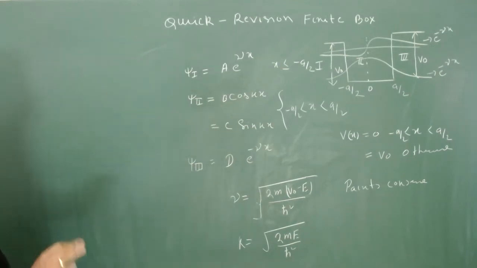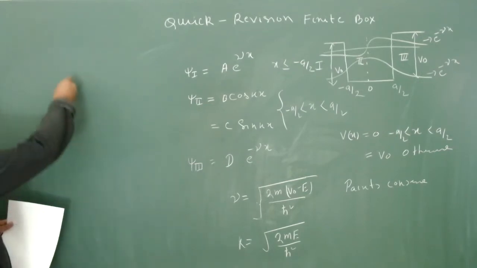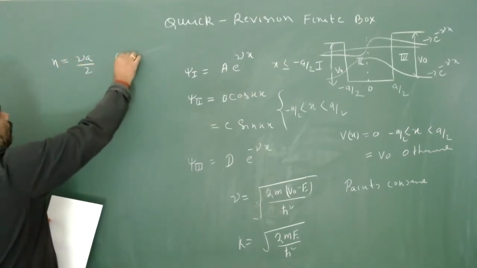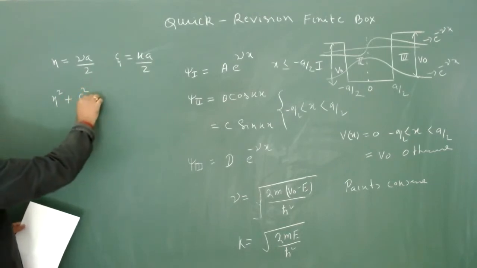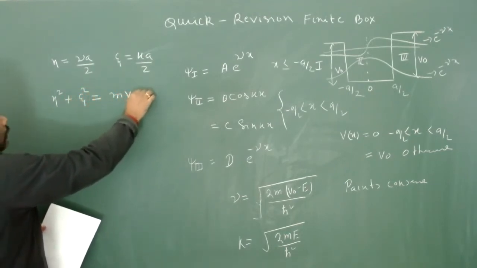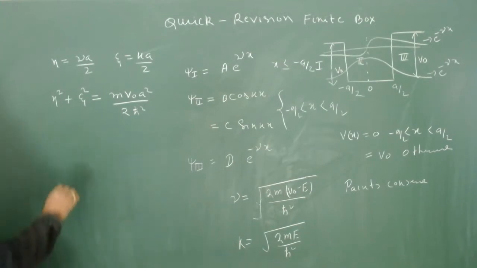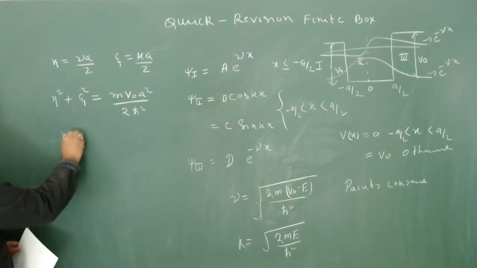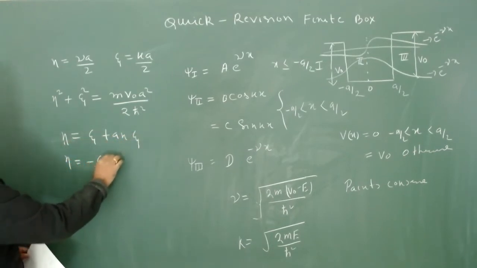In the graphical method, we just have to calculate the values of eta square and xi square. You remember all this: eta is equal to gamma a/2 and xi is equal to k a/2. We have to solve eta square plus xi square equal to m V0 a square upon 2 h cut square. For the odd case, we have the condition eta is equal to xi tan xi. And for the even case, we have the condition eta is equal to minus xi cot xi.